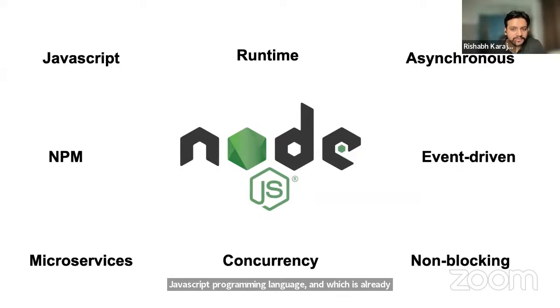which is already familiar to most web developers today. But unlike traditional JavaScript, which runs in the browser, Node.js executes JavaScript code on the server side, through a runtime environment. So this means that developers can now write both client-side and server-side code using the same language, streamlining the development process. One of the defining characteristics of Node.js is its asynchronous and event-driven nature.